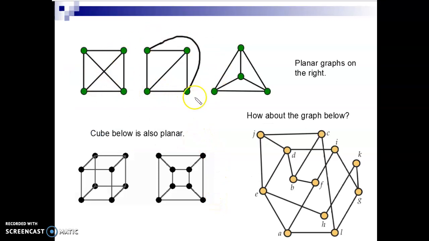So here are some examples. This graph here, which is K4, is embeddable on the plane like this or like this. The cube graph, which you see here, is actually planar. We can draw the same graph like in here. So it is planar. How about the graph below? Try to find out if you can draw this graph in a planar way.